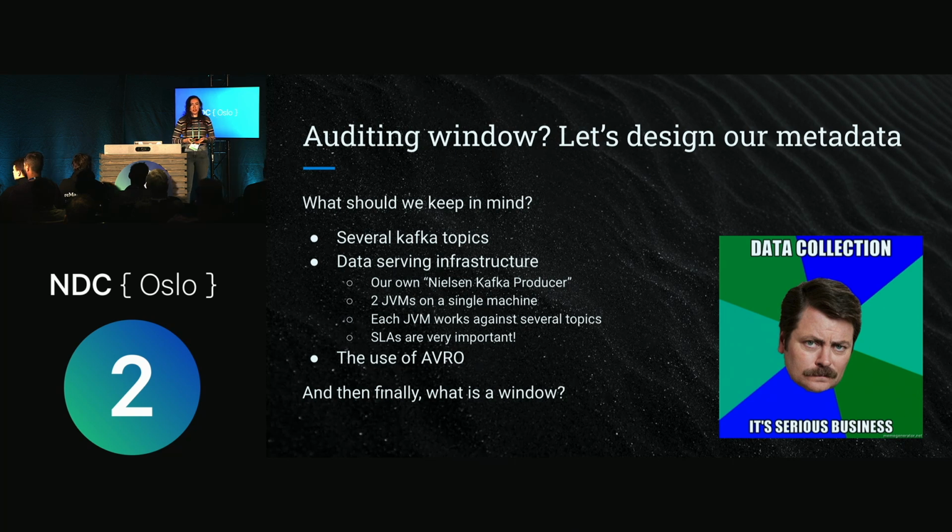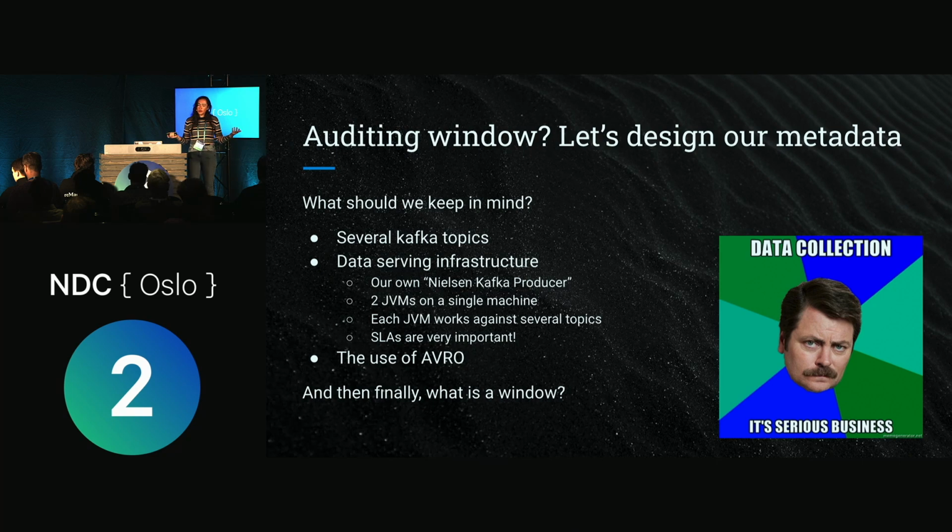The second point that I want to talk about is that we were using our own Nielsen Kafka producer, which is a Kafka producer with some Nielsen add-ons. And we've decided to implement this auditing system on the Nielsen Kafka producer. And if we think again about the fact that SLAs were very, very important to us, then we really had to implement this code in an optimized way, so as not to interfere with data serving's SLAs. The last point to keep in mind is that we use Avro. So we use Avro for serialization, and this will actually make our job easier.